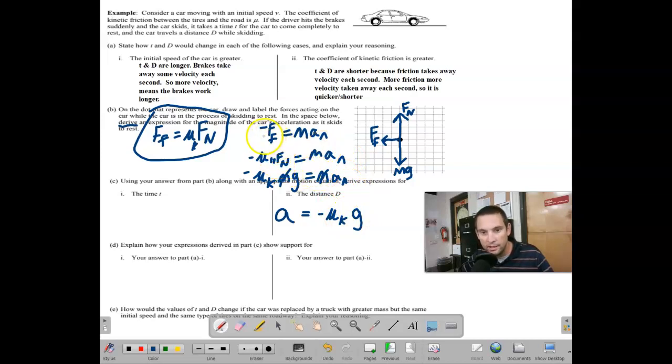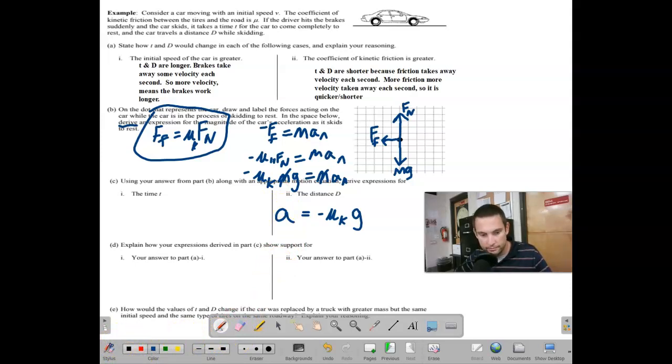I didn't just say negative f equals ma, so a equals f over m. No, that's not what we end up with here, right? The acceleration equals negative mu k times g. So we need to show this process, each specific step. Guess how you're going to get better at that?